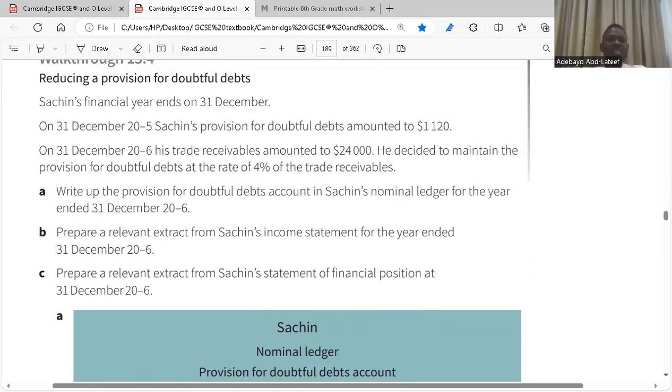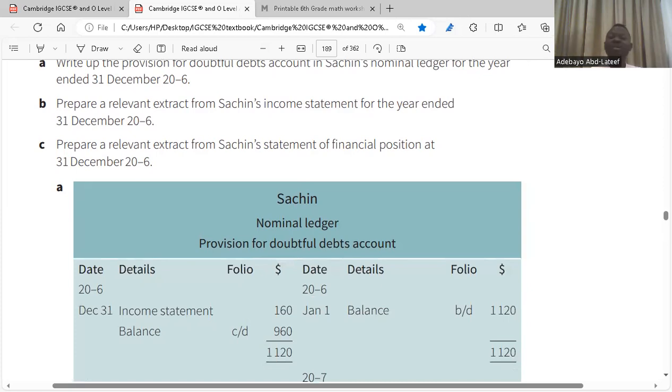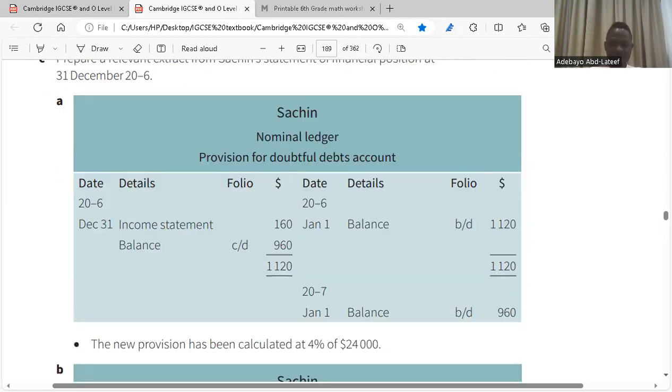They said on December 31st, 25, the provision for doubtful debt amounted to 1,120. On December 31, 26, the new one is 4% of 24,000, which is 960. 960 minus 1,120 is 160. So that's your balance carried down. Do you get it? Yes.